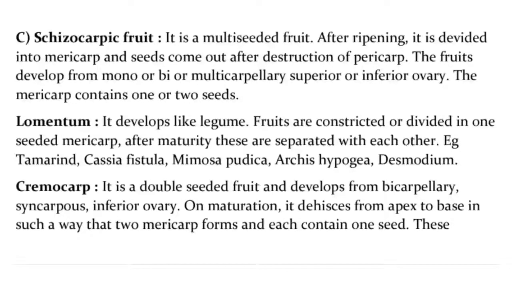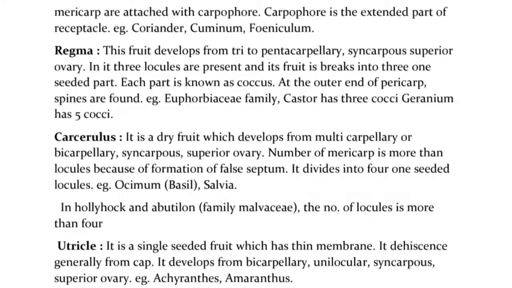Cremocarp. It is a double-seeded fruit and develops from a bicarpellary, syncarpous, inferior ovary. On maturation, it dehisces from apex to base in such a way that two mericarps form and each contains one seed. These mericarps are attached to a carpophore. Carpophore is the extended part of the receptacle, e.g. coriander, cumin, fennel.